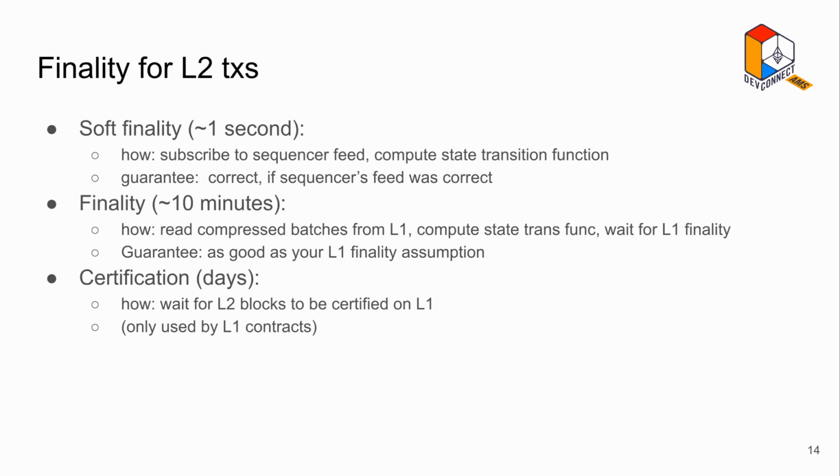Right? So if you want this, you read the compressed batches from the L1, you can decompress them yourself, you can compute the state transition function over each transaction, and then you wait for L1 finality on the recording of that batch, then you're good to go. So this is basically finality at the speed of L1. And this guarantee is as good as your L1 finality assumption.